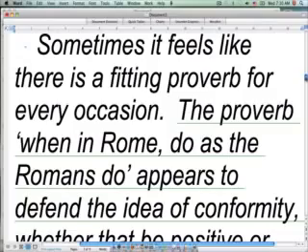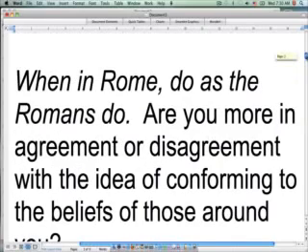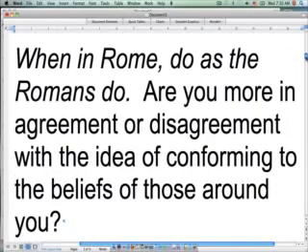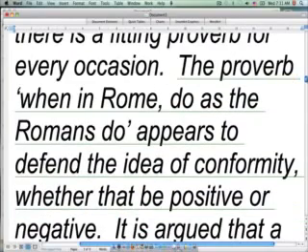Actually, what we'll do is we'll read the question first just to ensure that we're answering it correctly. So when in Rome, do as the Romans do. Are you more in agreement or disagreement with the idea of conforming to the beliefs of those around you? Sometimes it feels like there is a fitting proverb for every occasion. The proverb, when in Rome, do as the Romans do, appears to defend the idea of conformity, whether that be positive or negative.